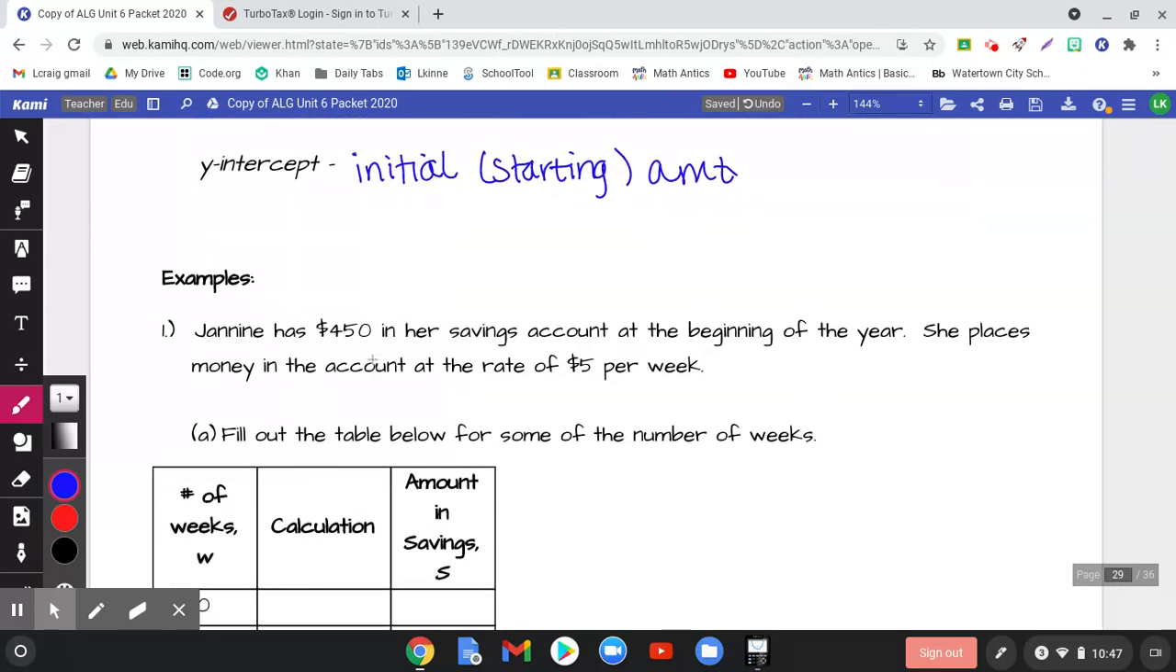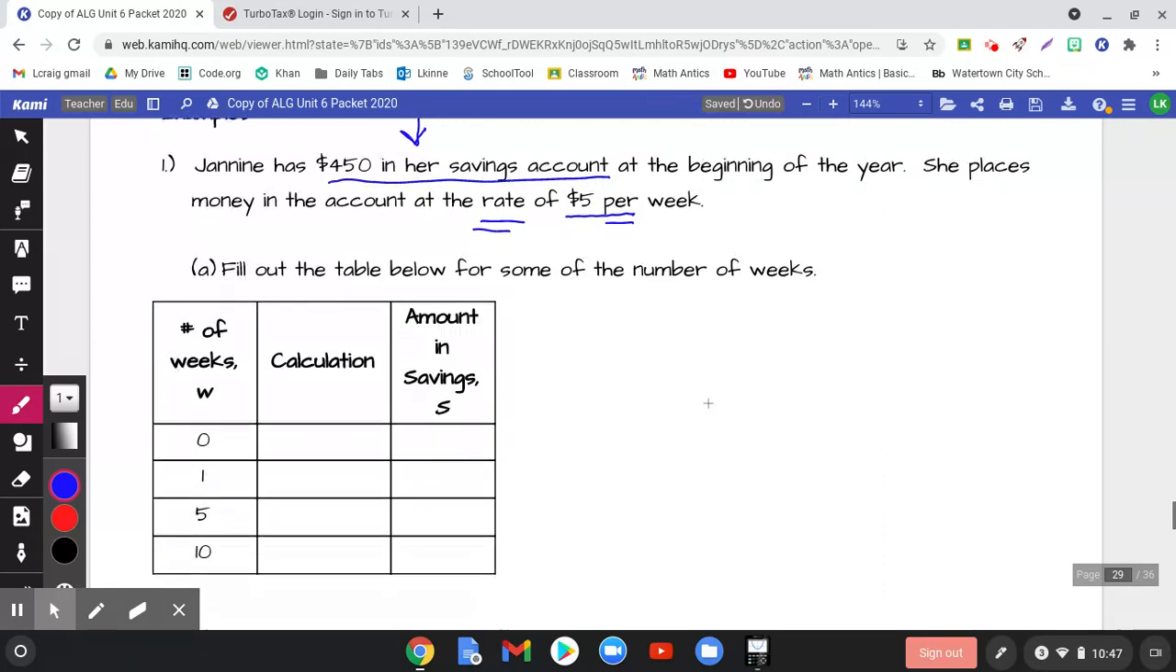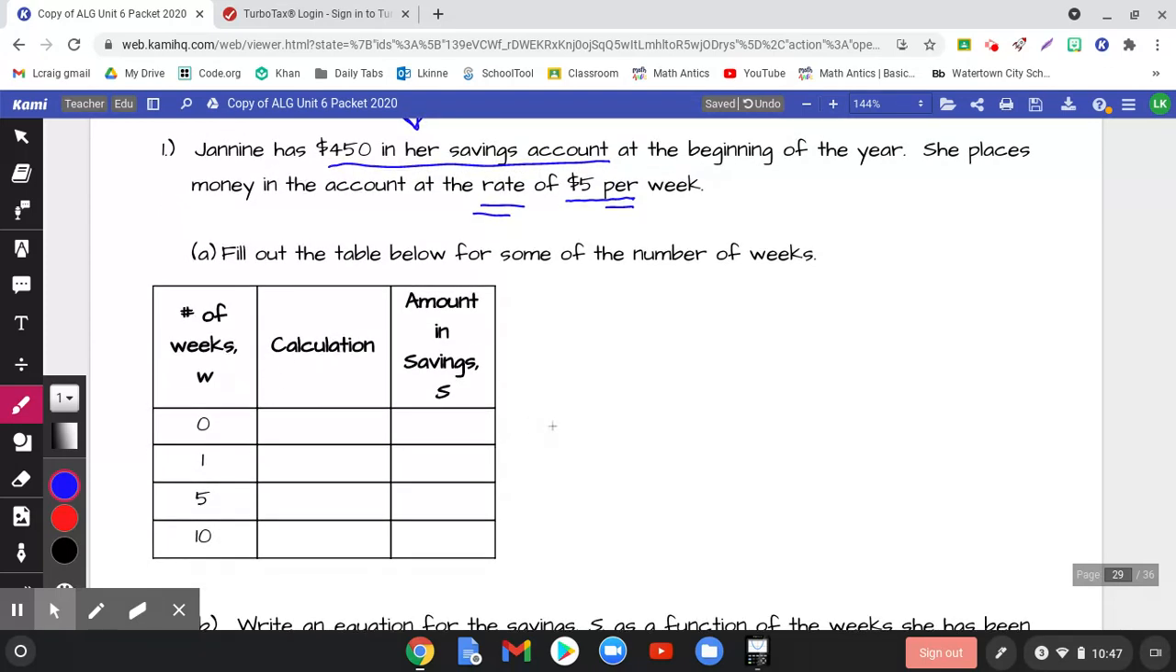So Janine has $450 in her savings account at the beginning of the year. So that's her starting amount. That word beginning should be giving you a hint that might be your y-intercept. She places money in the account at a rate of $5 per week. So that's going to probably be your slope. To help us figure it out, let's take a look at this table.